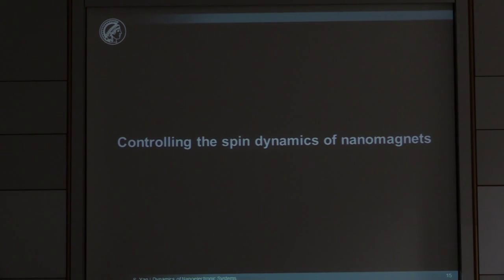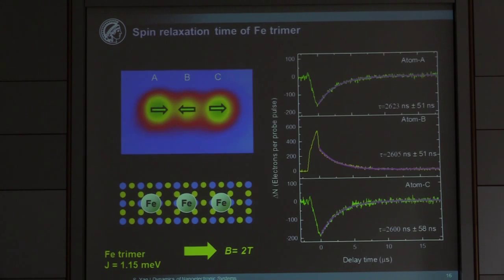Now I want to give you the first example, controlling the spin dynamics of the nanomagnets. This is the iron trimer, which is built on the copper nitride surface. The atoms are antiferromagnetically coupled to each other, with a coupling strength around 1.1 or 1.2 millielectron volts. If we measure the spin dynamics on these three atoms, you can see the spin contrast can also be seen in the pump-probe measurement.